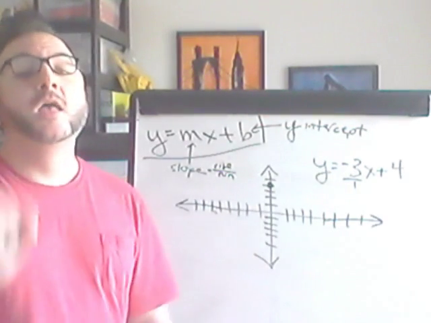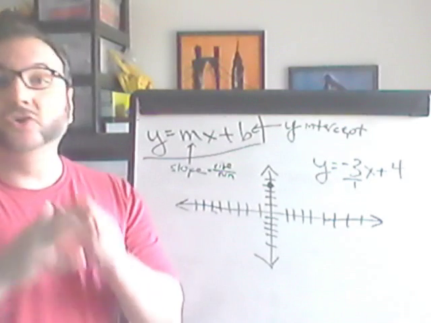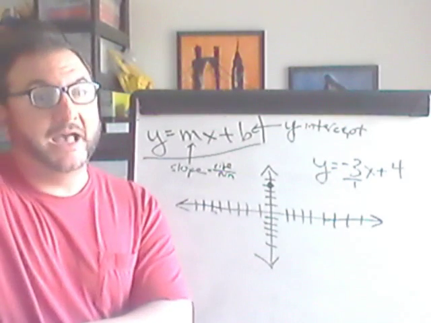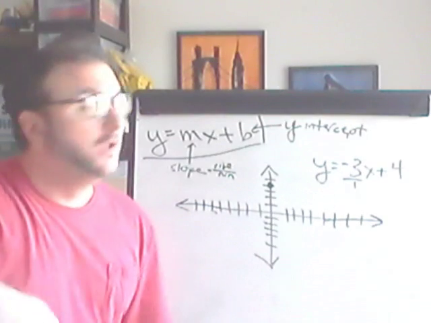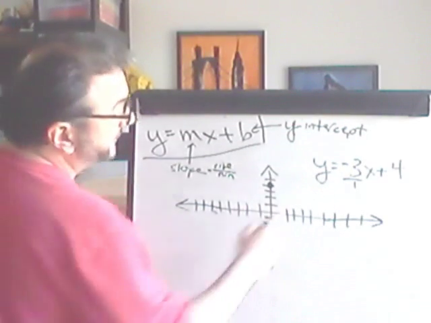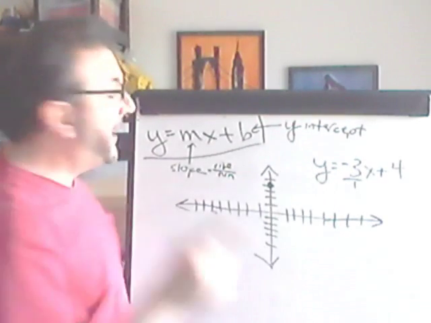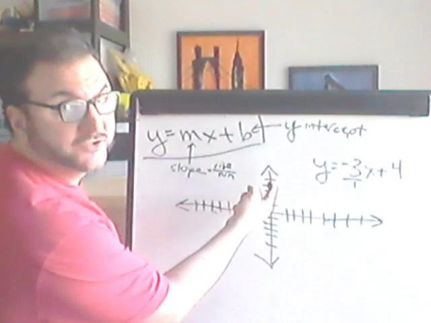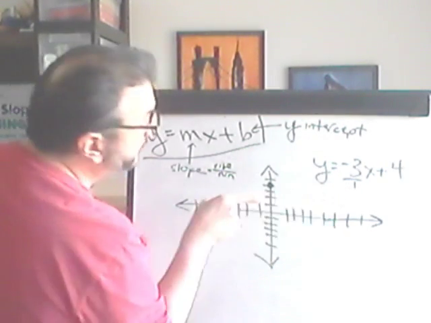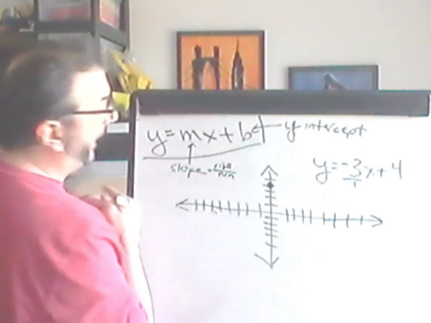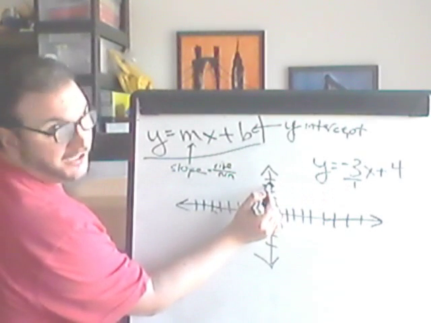Now remember, even though the word is rise, you're not always literally going to rise, because when the number is negative like this, you're actually going to go down. That's why I want to show you this. So we're going to go down 3 spots from this point, this y-intercept, and we're going to go +1 to the right. Okay? Watch. Down 1 from here.